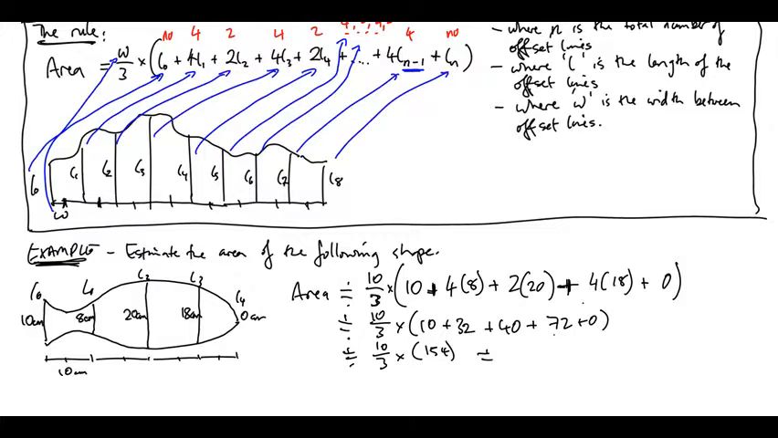So that is going to be 10 divided by 3, and then times that answer by 154. It's going to be 513.33 centimeters squared, or square centimeters, to 2 decimal places, approximately. Okay, so just remember that is an estimation.